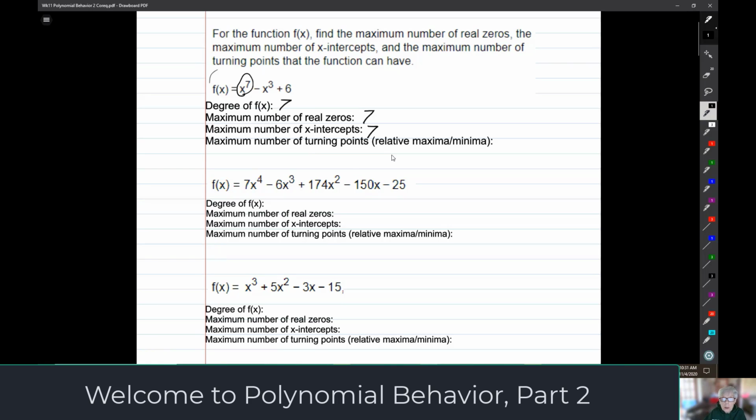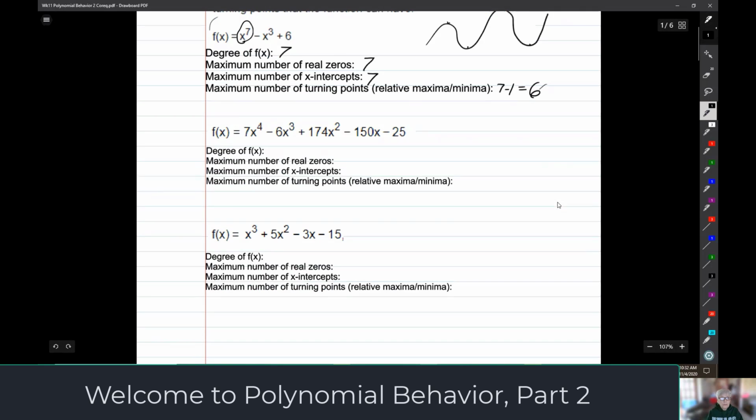Now, on the other hand, what about the turning points, the relative maxima and minima? Those will always be 1 less than the degree of the polynomial. So 7 minus 1 equals 6. The most turning points that this can have, that is the most relative maxima or minima, is 6. Or it can have less, but the most it can have is 6.